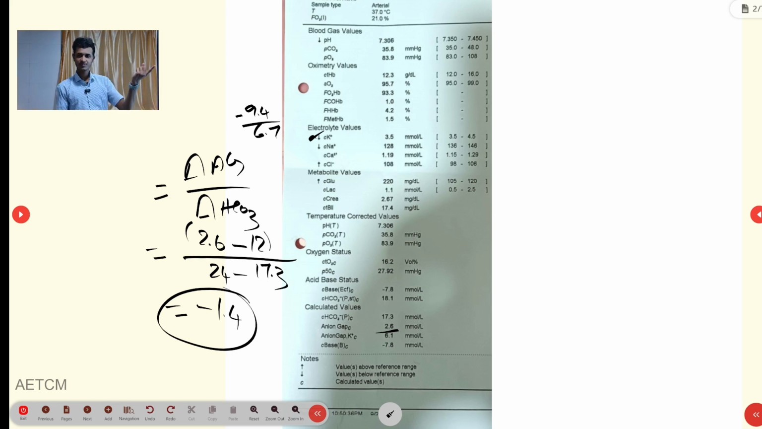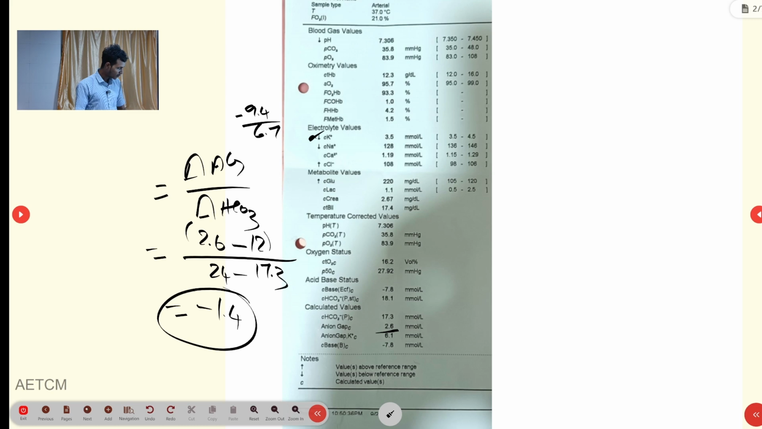So step 1: pH, PCO2, HCO3 base level. Step 2: we calculate the compensation by Winter's formula. Step 3: we calculate your anion gap, by which we can understand whether it is a negative anion gap; there is also a normal anion gap and a high anion gap. That is to identify the etiology. And finally, we calculate the delta gap to rule out a mixed alkalosis.